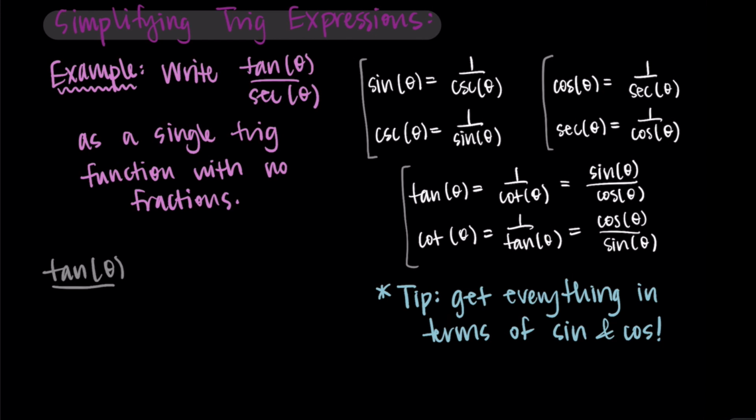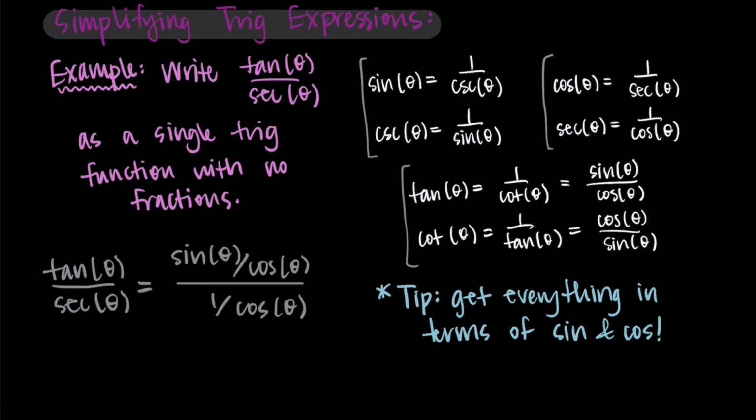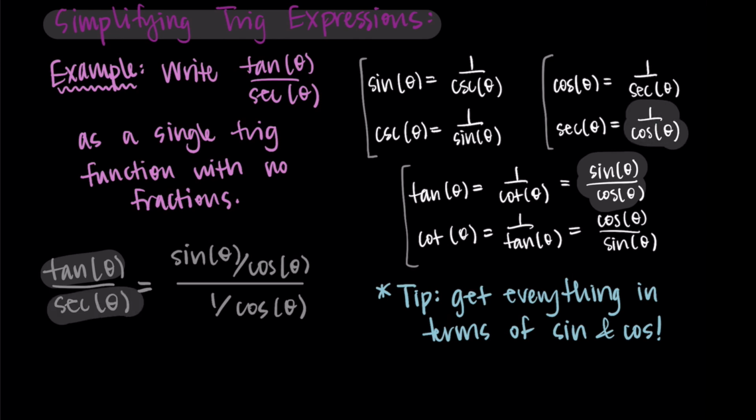I'm going to rewrite tangent of theta as sine of theta over cosine of theta, and then I'm going to rewrite secant of theta as 1 over cosine of theta. So I'm using 2 of my identities from my big list here. Now that we have everything in terms of sine and cosine, we can simplify.